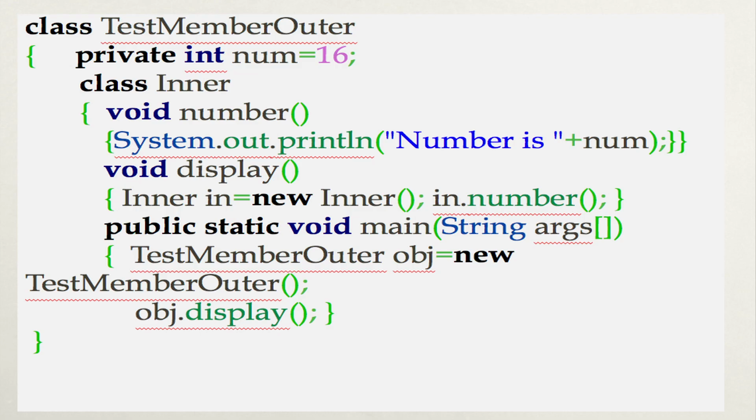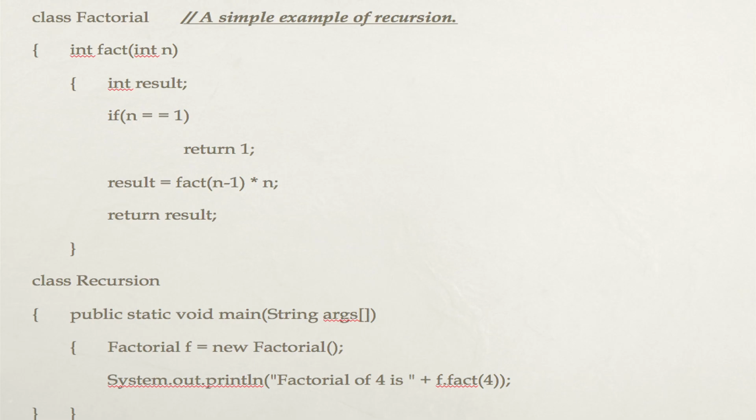Now see the simple example of recursion. Recursion is also part of this lecture. You know recursion in the C language, so the same thing is repeated here. The concept of recursion is the same in C language or in the Java programming language. Here we have a class, the Factorial class, and inside the Factorial class we are writing the fact function, where we are using the recursion.